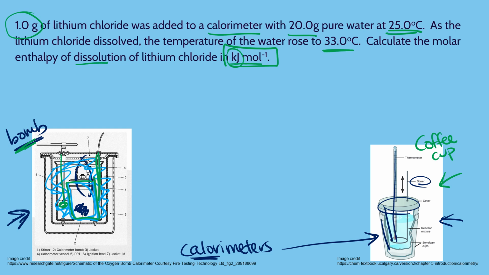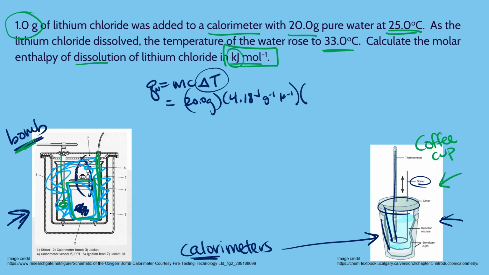So let's actually do Q equals MC delta T. And we're going to do this not for the lithium chloride, but for the water. So the mass of the water was 20 grams. Specific heat of water is still 4.18 joules per gram per Kelvin or degrees Celsius. And then the temperature change of our water, we went from 25 up to 33. So our final minus our initial is going to give us 8 degrees Celsius. It's our change in temperature.